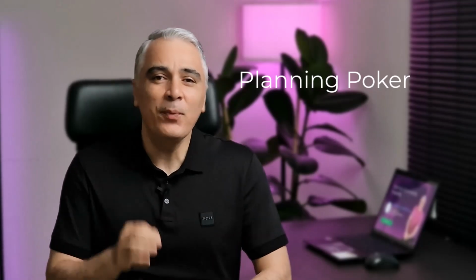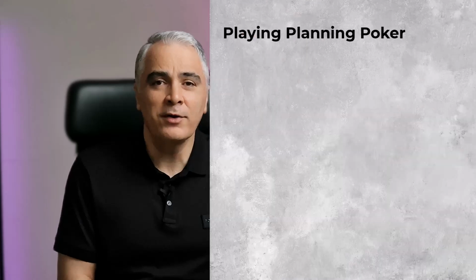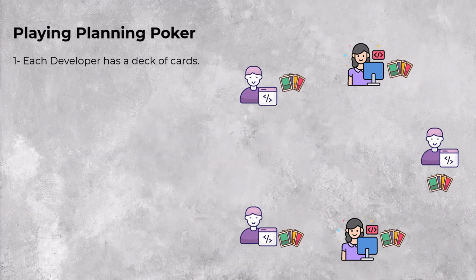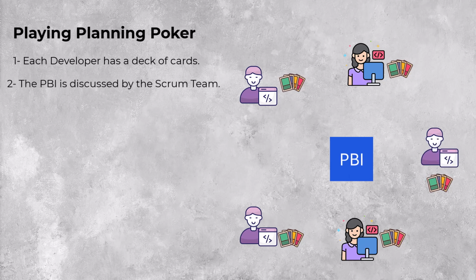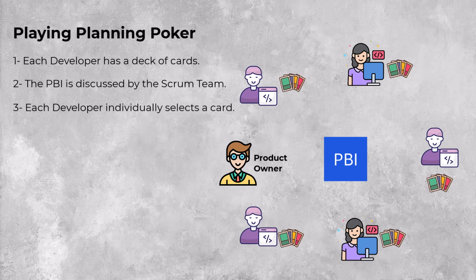Now let's see how planning poker is played. Imagine you are in your sprint planning. 1. Each developer has a deck of cards. 2. The PBI is discussed briefly by the Scrum team. They try to understand the PBI through conversation. Product owner has a crucial role here as he is in direct contact with the market and stakeholders, knowing what their expectations are. 3. Each developer individually selects a card that is his or her estimate.